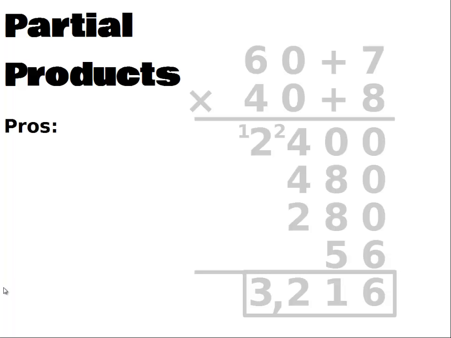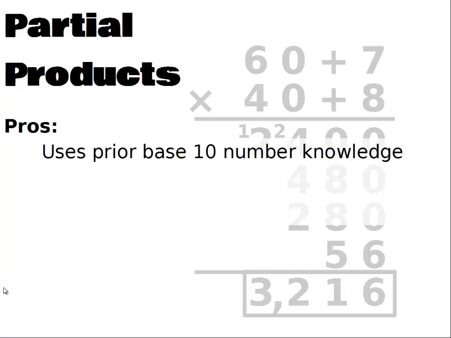So here are a list of the pros. First, it uses prior base 10 number knowledge. Our number system is a base 10 number system. When we are learning about numbers in kindergarten and first and second grade, we learn about the tens place, the ones place, the hundreds place, the thousands place. And this uses those ideas and patterns found in multiplying multiples of 10.